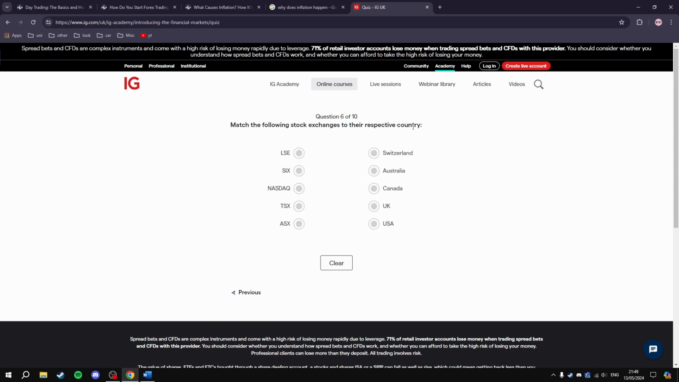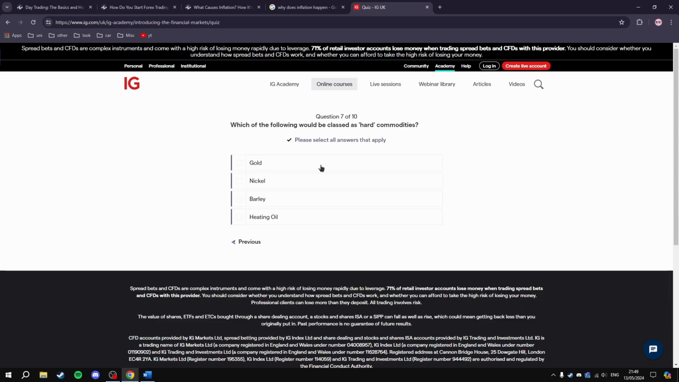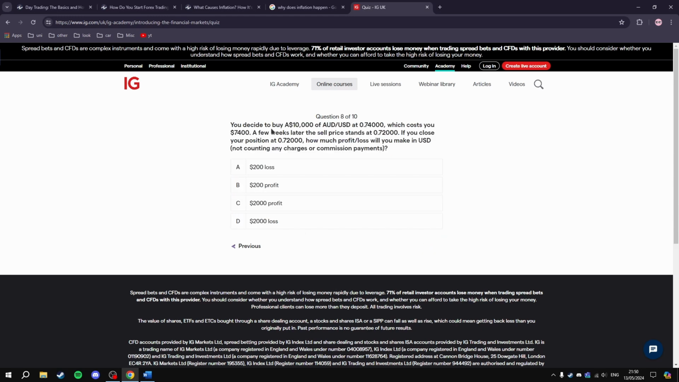Match the following stock exchanges to their respective country. Nasdaq, that's America. LSE, London Stock Exchange. TSX, that's Canada, I think. Toronto Stock Exchange. Australia Stock Exchange. Switzerland something. Which of the following would be classed as hard commodities? Gold, nickel, and heating oil.